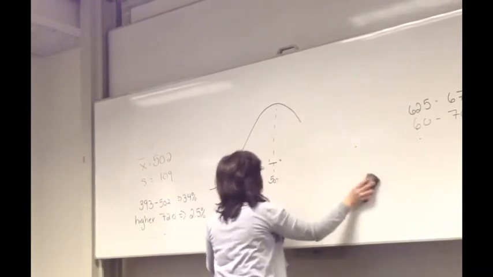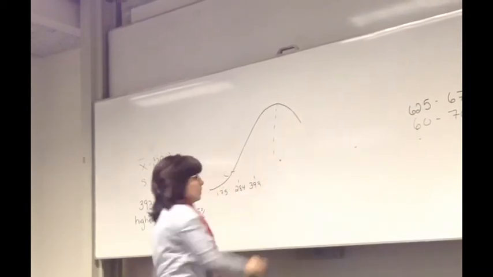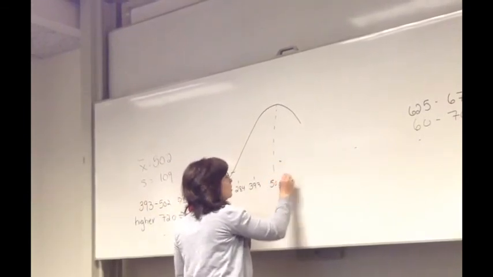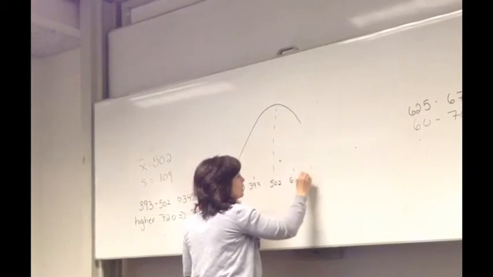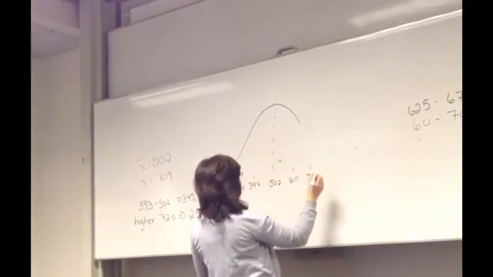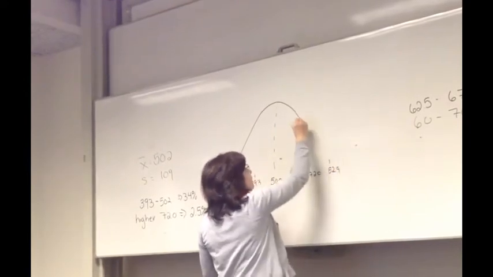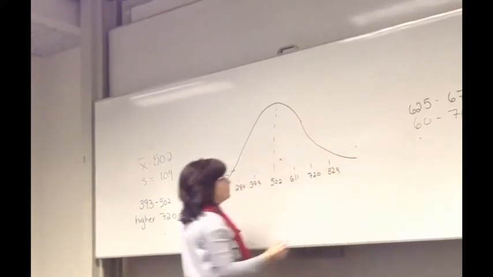Let me do this again because it looks a mess. All right, so this was 502. Then what did we have? 611, 720, and 8 what? 29. That's right, it's 109. Okay, so go ahead, Jessica.